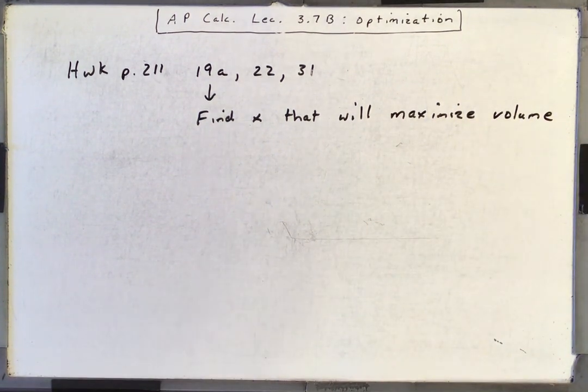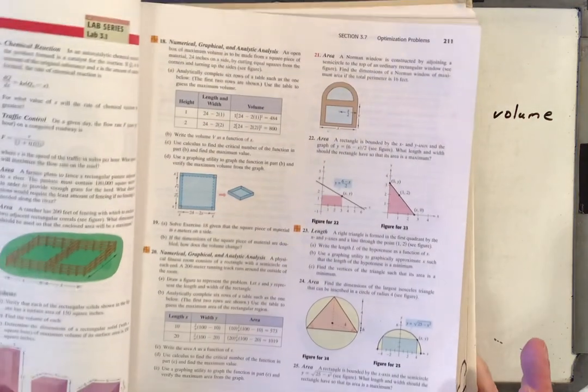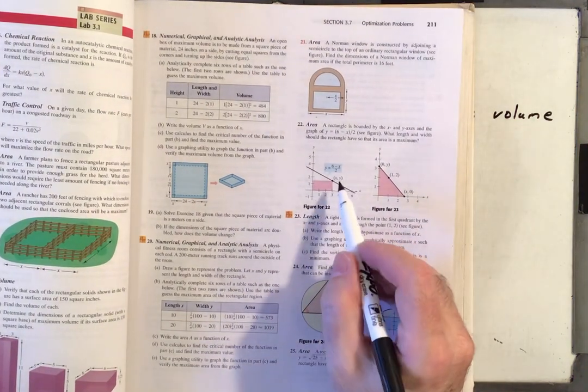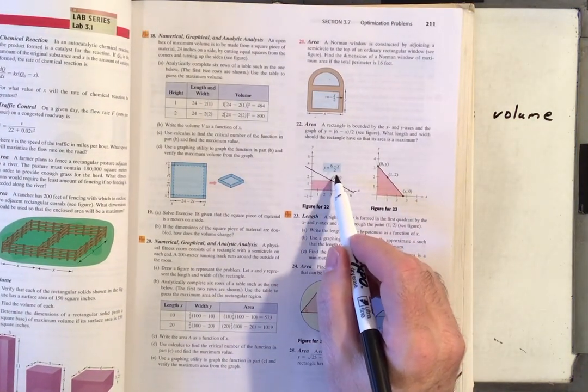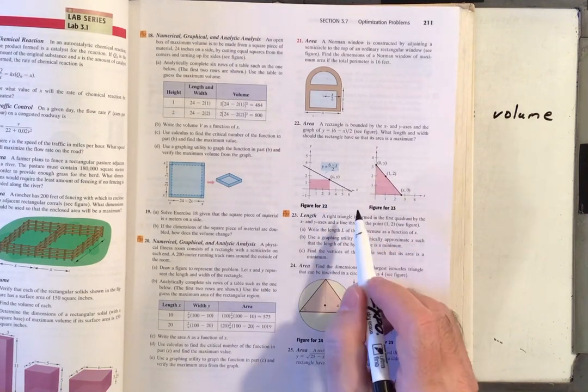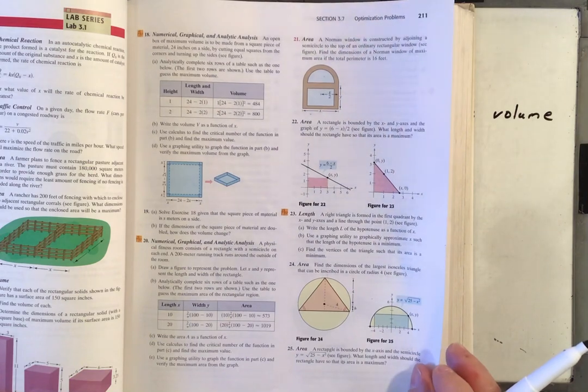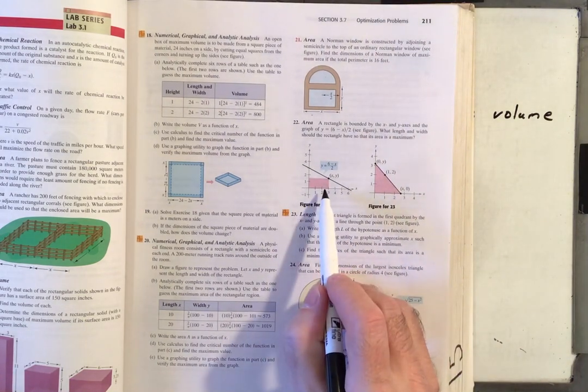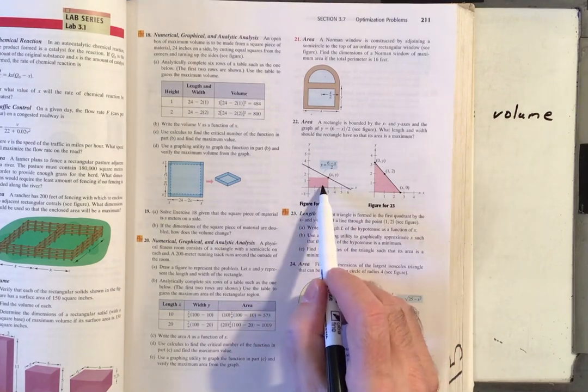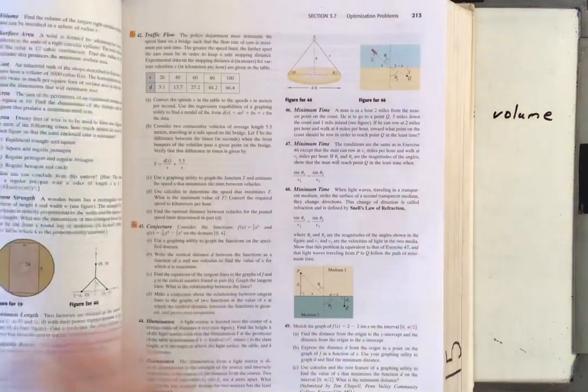22, I think, is pretty self-explanatory. You don't have to do much work on that one at all. They give you what y is, and that is a rectangle, so you know that the area is just x times y, so you have to do a little substitution there and maximize that.